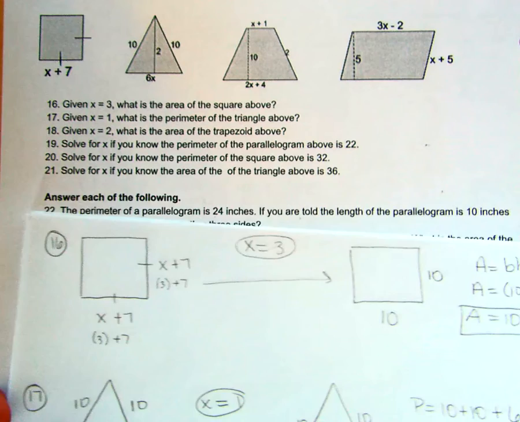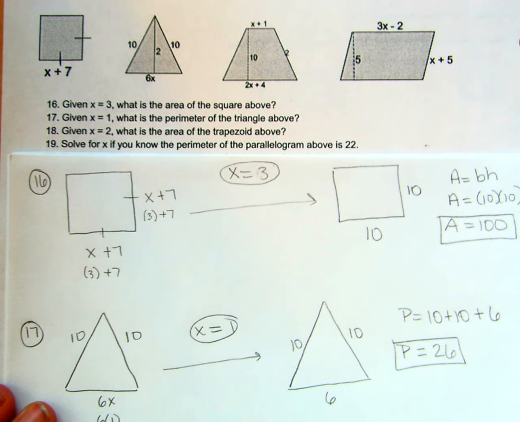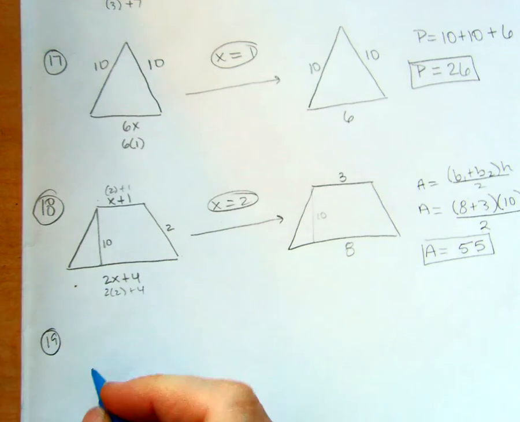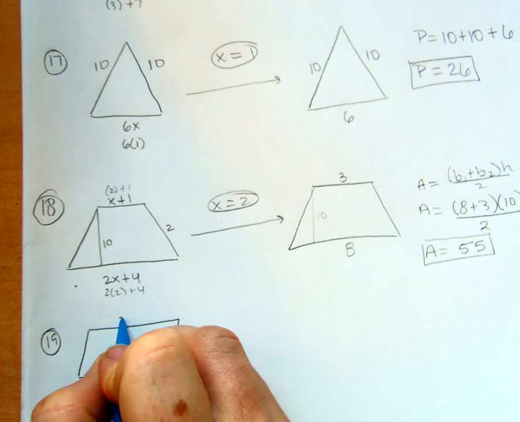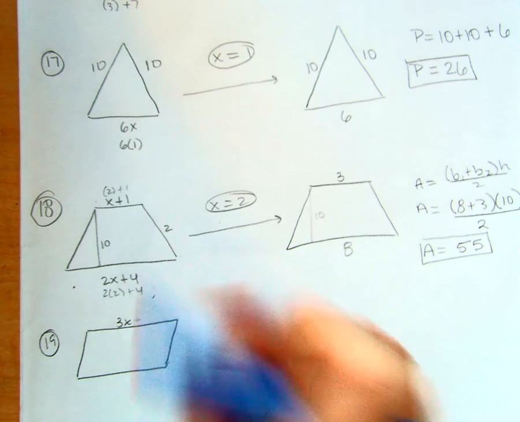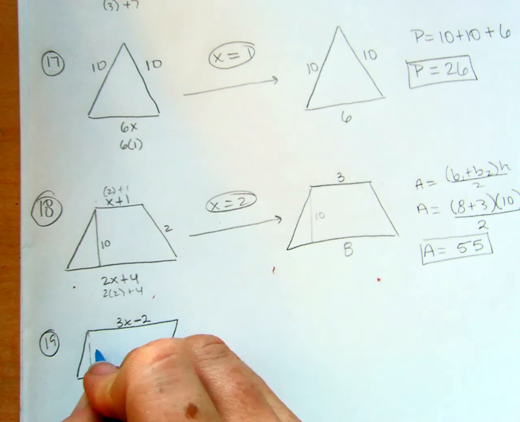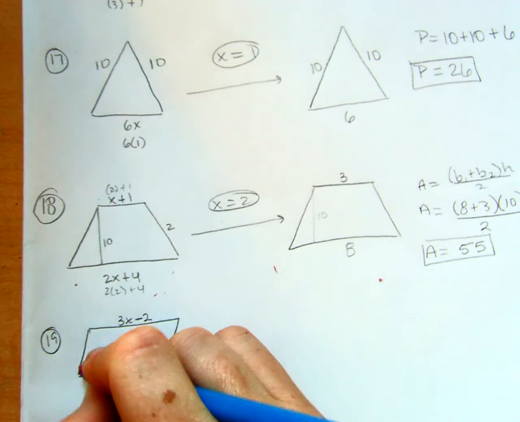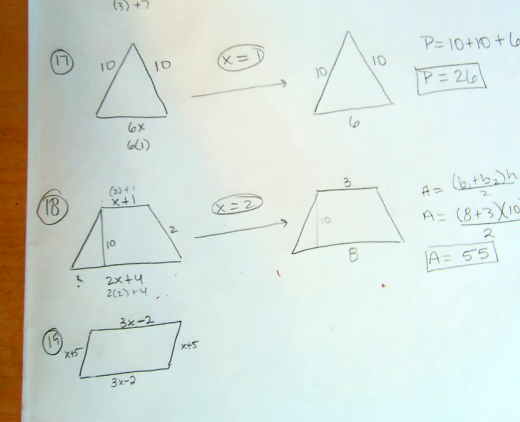Number 19 says, solve for x, so this time we don't know x, if you know the perimeter of the parallelogram above is 22. All right, so let me just write down a picture of a parallelogram. So we have 3x minus 2 on the top of it, and x plus 5 on the side, and your height is 5. And for the perimeter of this parallelogram, we don't actually need the height, so I'm going to take that off. And I'm going to write 3x minus 2 and x plus 5 because opposite sides have to be equal to each other.